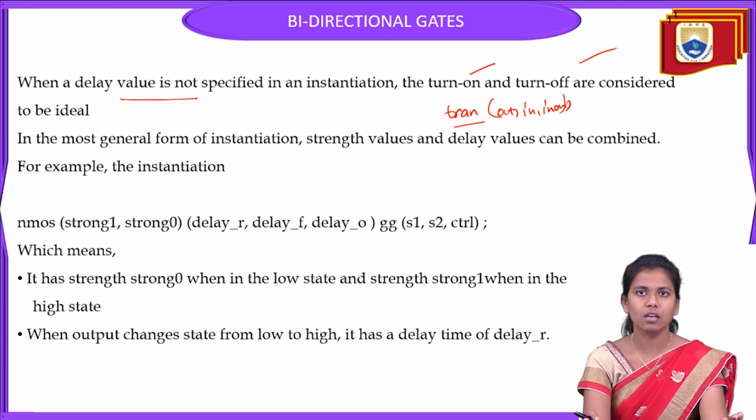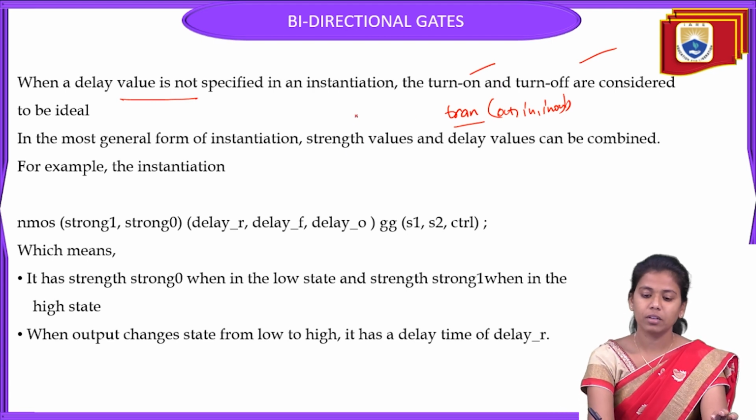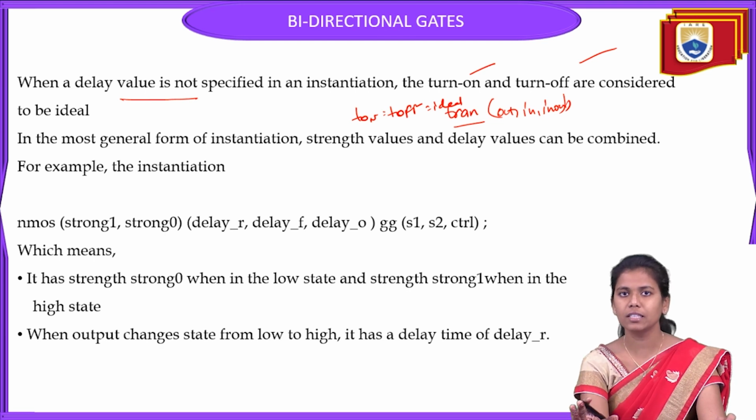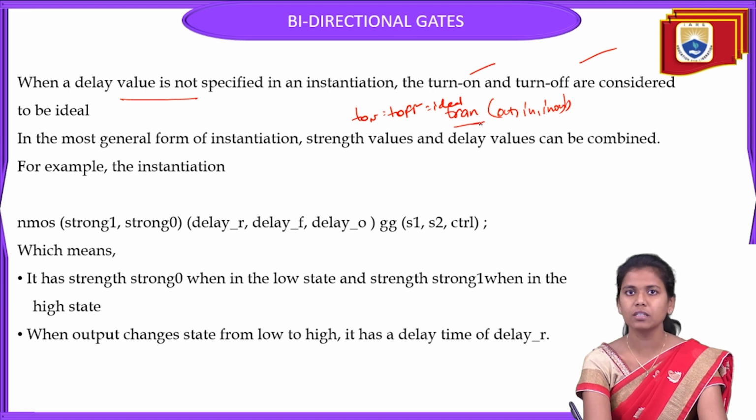There are no delays. So when there is no delay, the turn on time, the T on and T off time are in the idle state. The turn on and turn off are in the idle state. So when they are in the idle state, there is no need of representing delays. Why? Because the delay is 0. There is no delay, and so we don't represent delay in the instantiation.